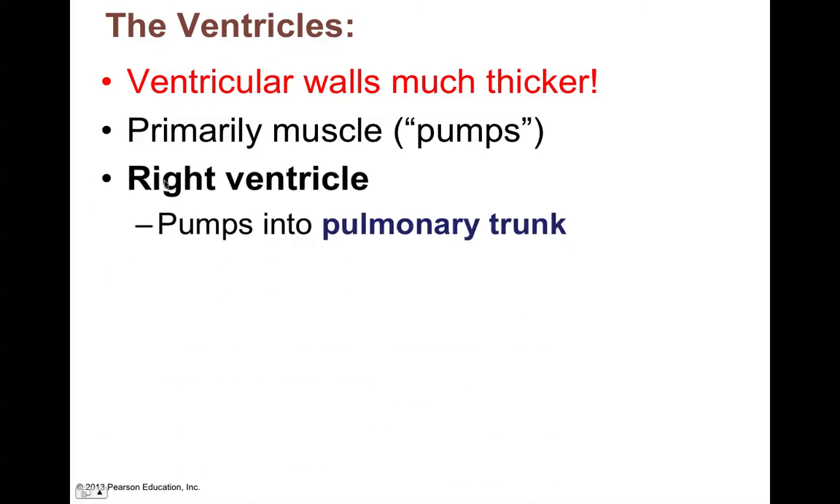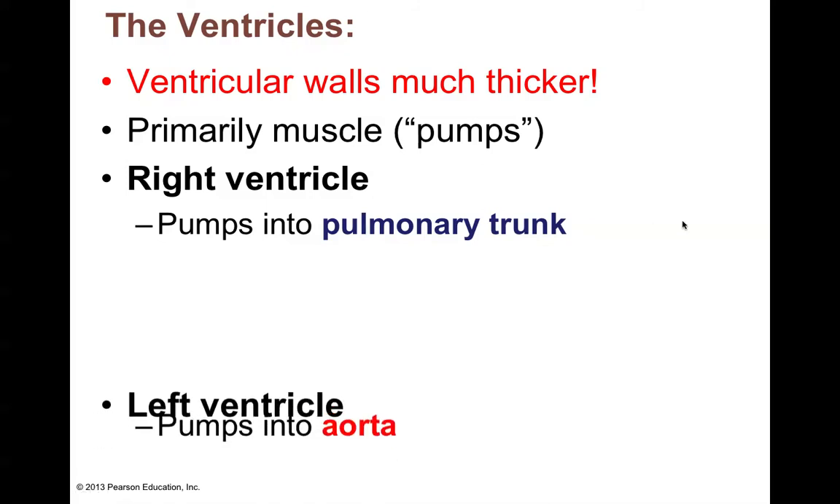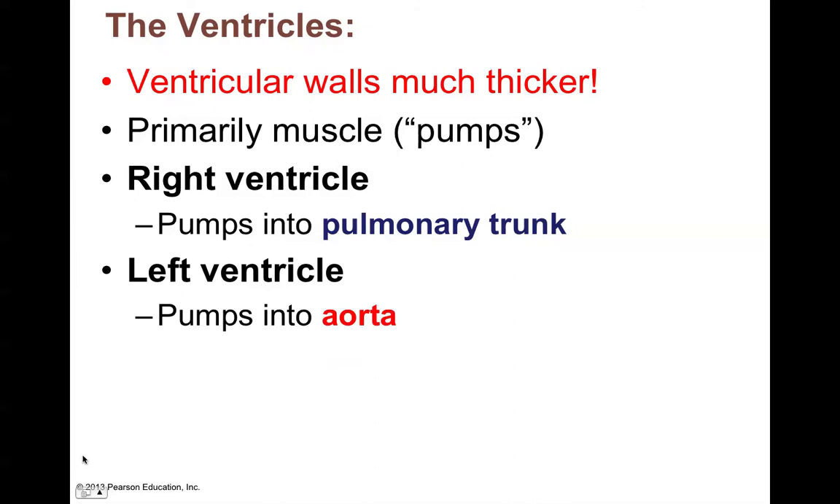The right ventricle pumps into the pulmonary trunk, and I made the font blue representing deoxygenated blood. So the right ventricle pumps into the pulmonary trunk, and the left ventricle pumps into the aorta. And that would be nice, bright red oxygenated blood that has just returned to the heart from the lungs into the left atrium, and then the blood goes to the left ventricle. Left ventricle pumps into the aorta.